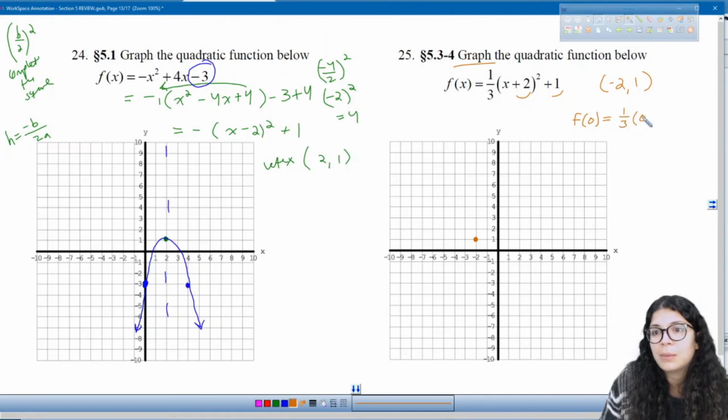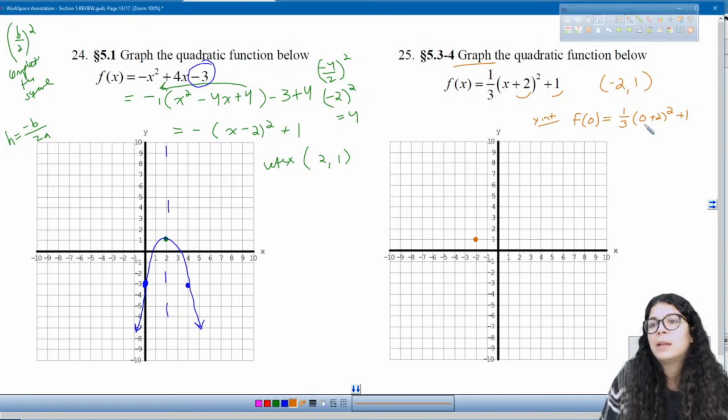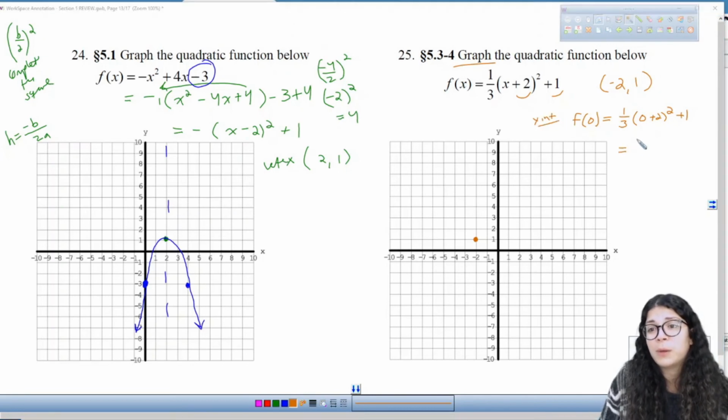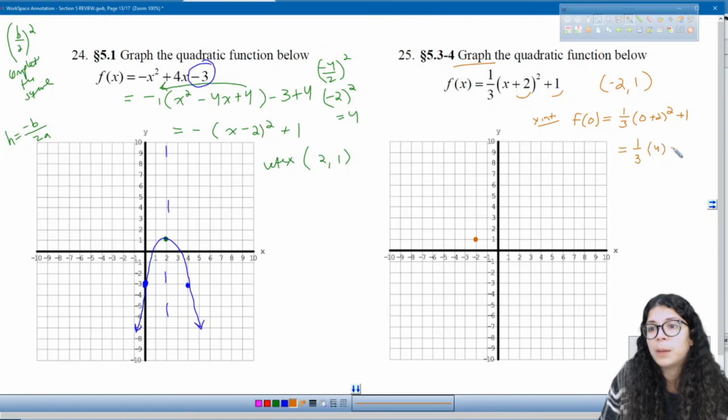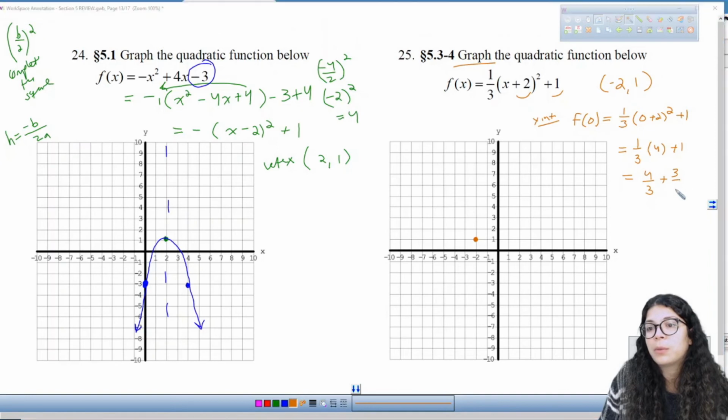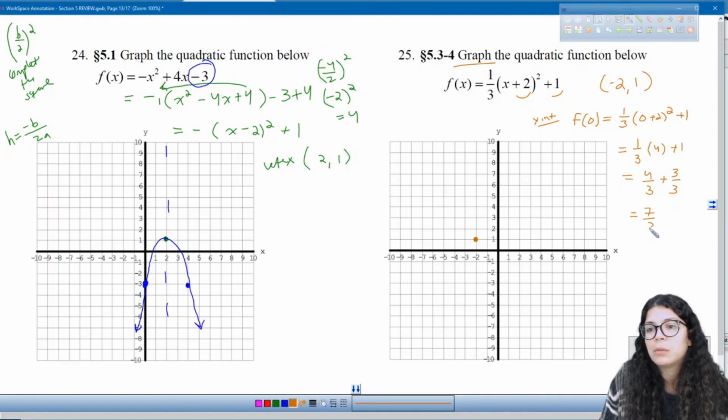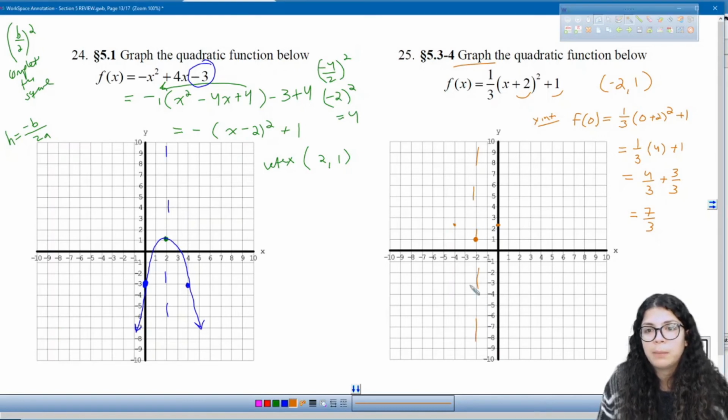So 1/3 times 0 plus 2 squared plus 1. So I'm finding the y-intercept here. 0 plus 2 is 2, 2 squared is 4, so this is 1/3 times 4 plus 1. 1/3 times 4 will be 4/3, and 1 is 3 over 3, so this is 7/3. 7/3 is roughly 2 and 1/3, so it's a little higher than 2. And then I could reflect that over the axis of symmetry for a third point. That's good enough for a rough sketch.